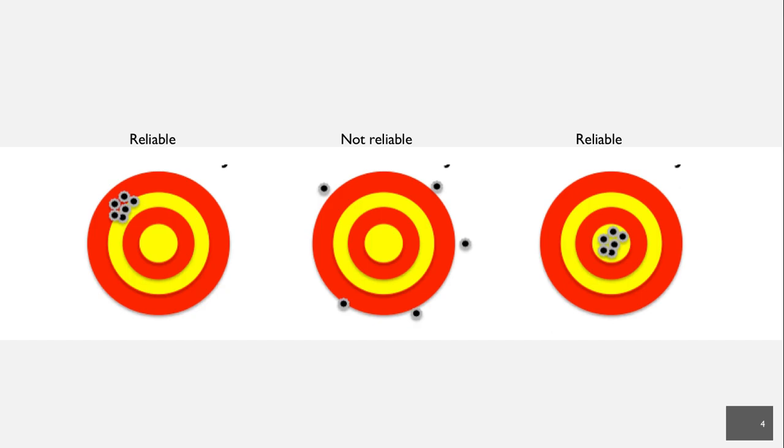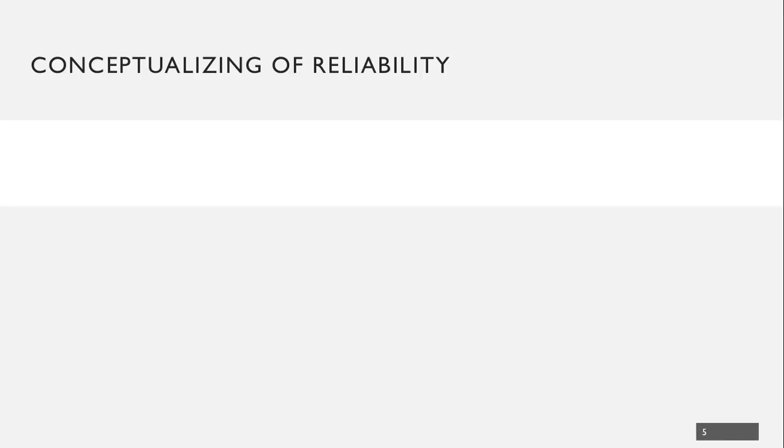And then the third one, they were able to hit the middle, and they hit it repeatedly, so that was also reliable. But the middle one, you'll notice that they were all over the place. They were not consistent at all. They were not hitting the same place over and over and over. Okay, so reliability.